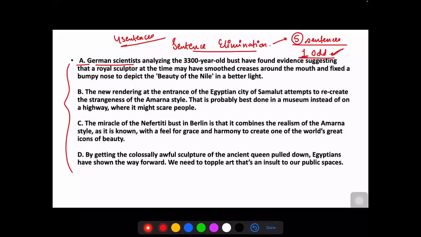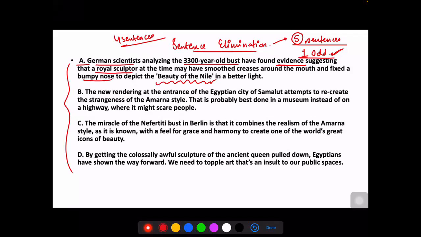German scientists analyzed a 3,300-year-old bust and have found evidence suggesting that a royal sculptor at the time may have smoothed creases around the mouth and fixed a bumpy nose to depict the beauty of the Nile in a better light. Now, whatever the vocabulary words are written here, it's not a matter of concern. The matter is what they're talking about.